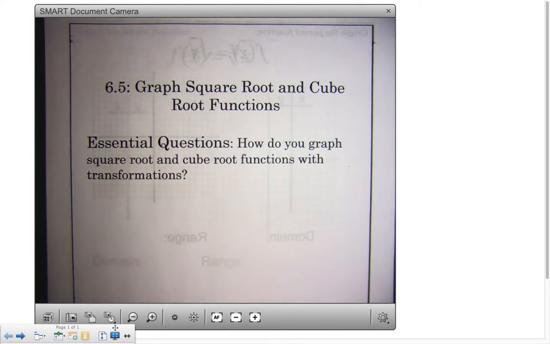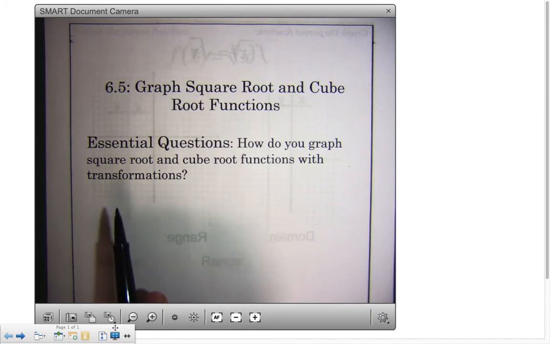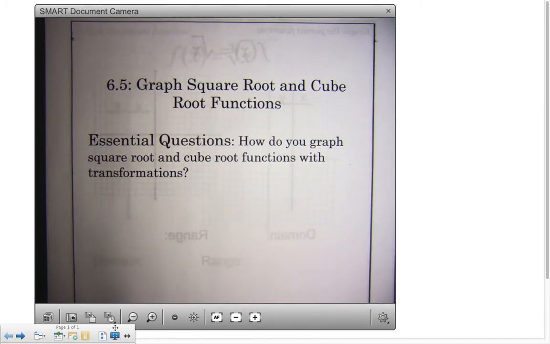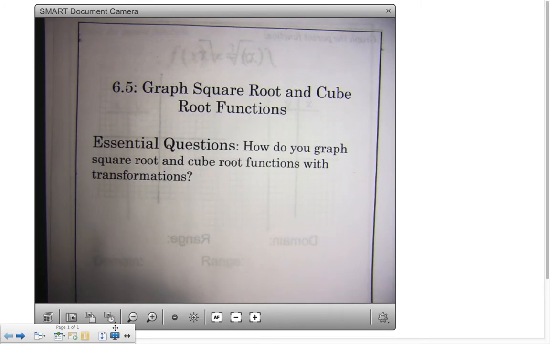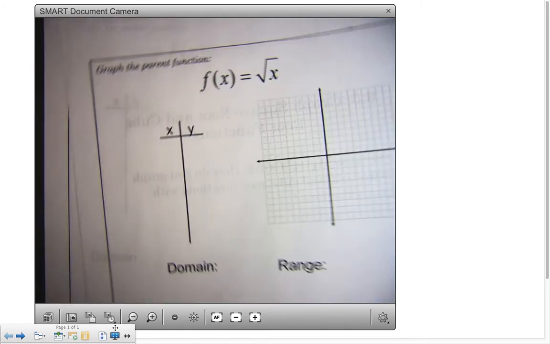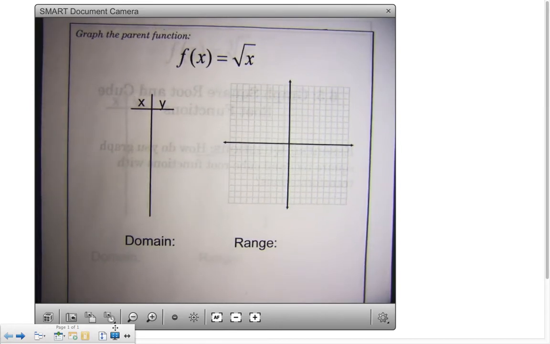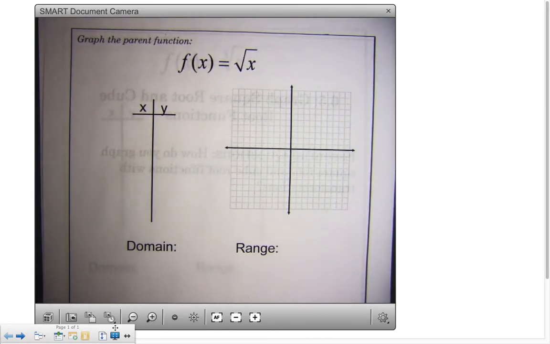In chapter 6.5, we're going to graph the square root and the cube root functions. So we're going to be looking at transformations of graphs, just like we did with quadratics and absolute values last semester. First one we're going to look at is the parent function for a square root graph.